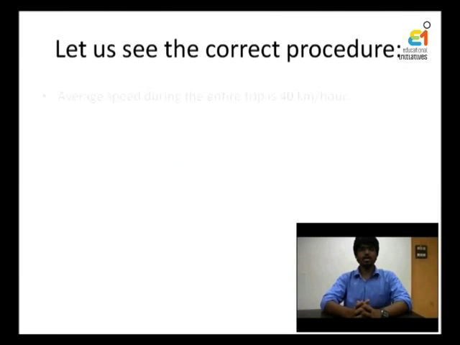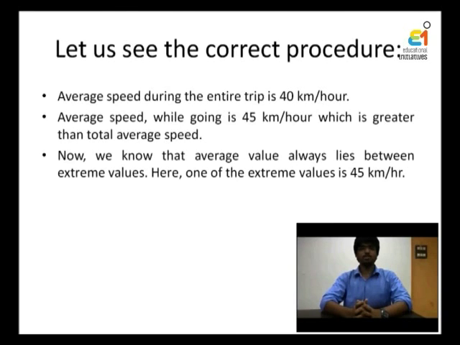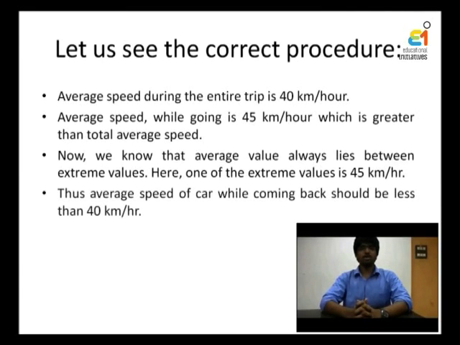Average speed during the entire trip, that is going as well as coming back, is 40 km per hour. Average speed while going is 45 km per hour, which is greater than the total average speed. Now we know that average value always lies between the extreme values. Here one of the extreme values is 45 km per hour. Thus average speed of the car while coming back should be less than 40 km per hour.